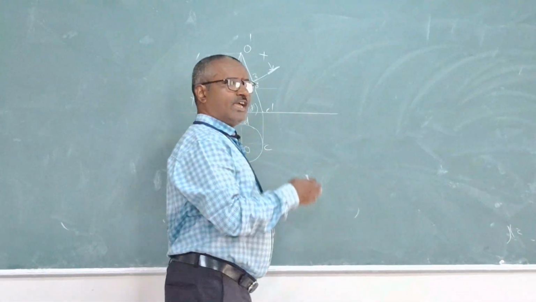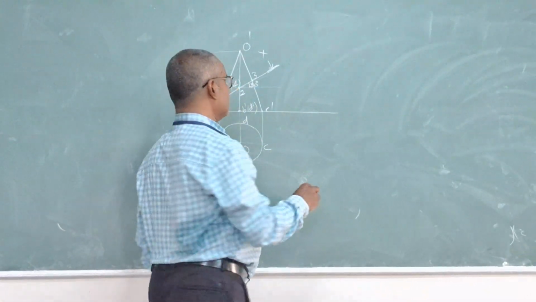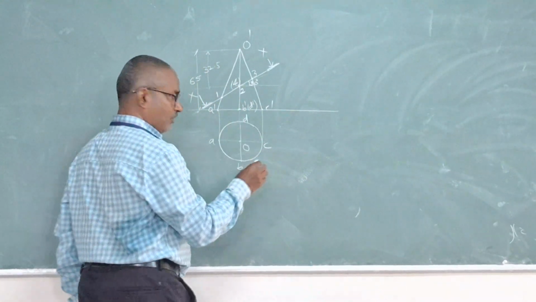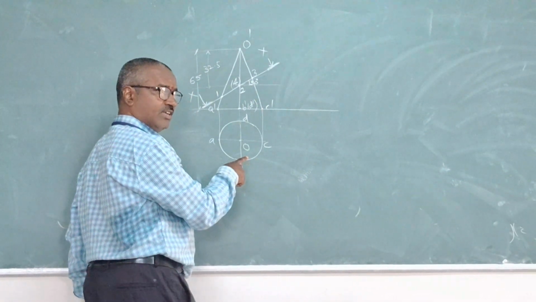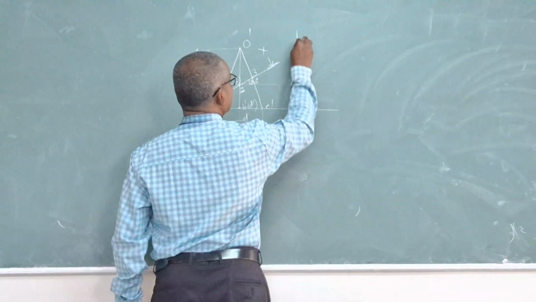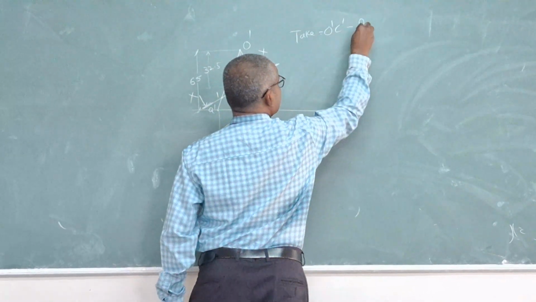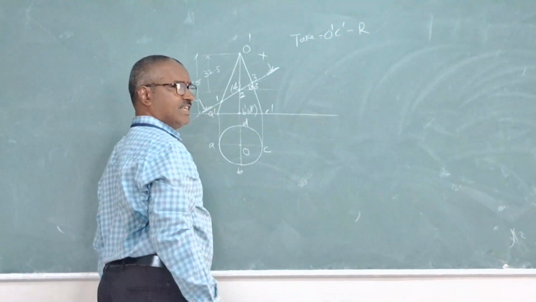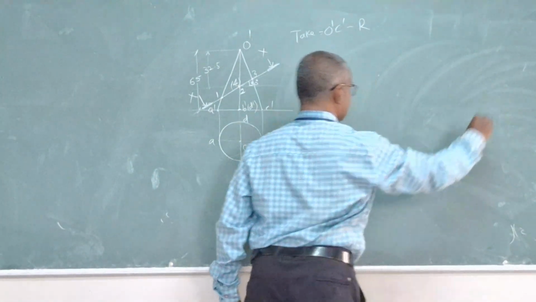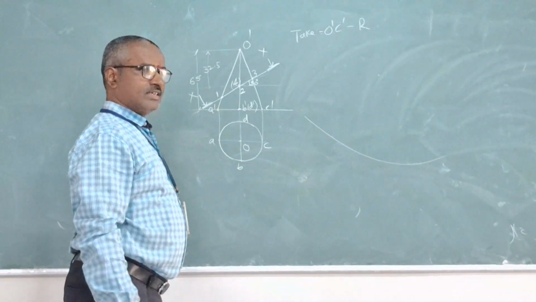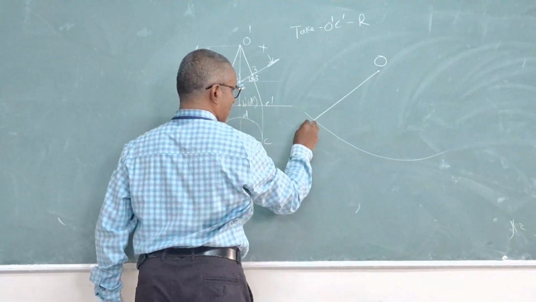What is the procedure to draw a cone? Radial line method. Already I told you one of its slanted generators should be parallel to XY. Now take O dash C dash as radius and draw an arc. This is the curve. Now I am joining O and one end, which I am naming as A.